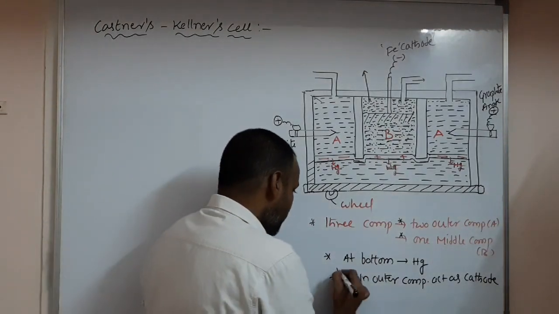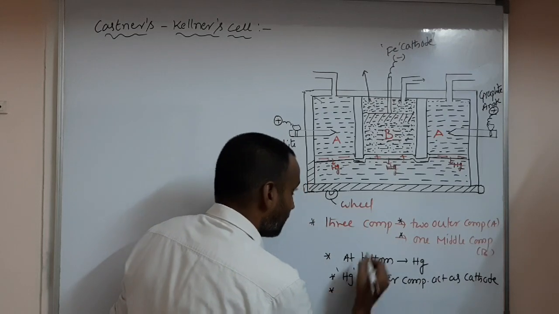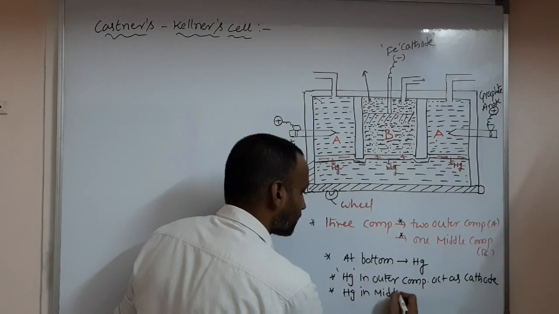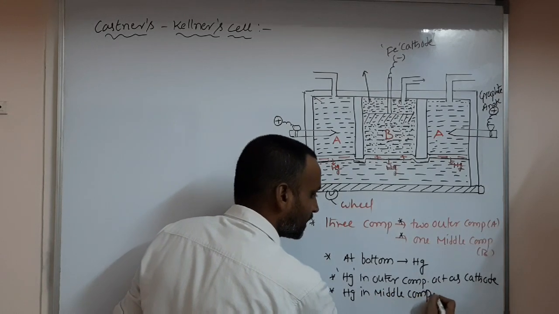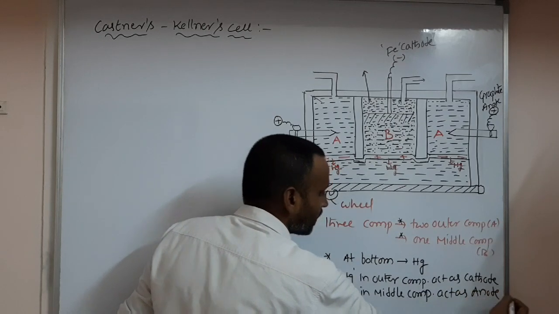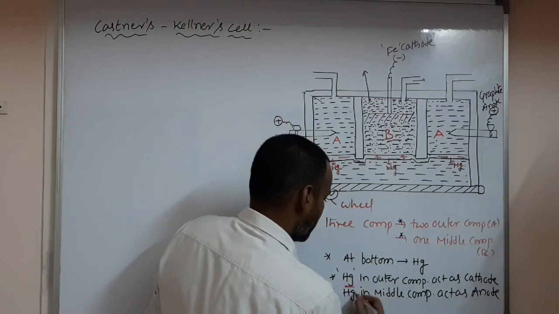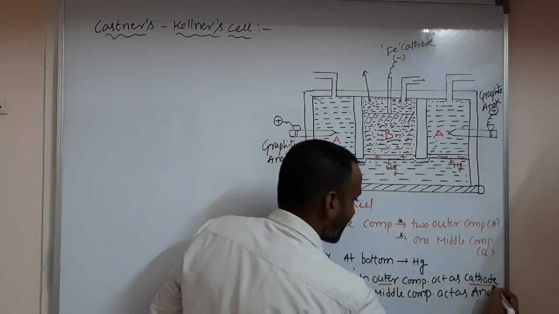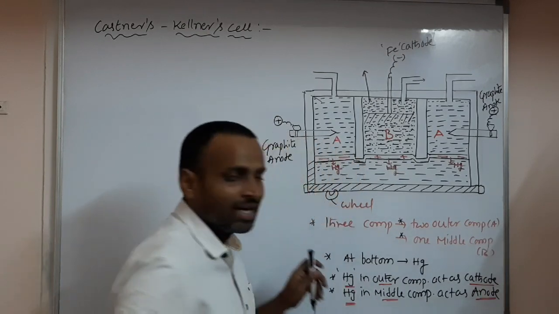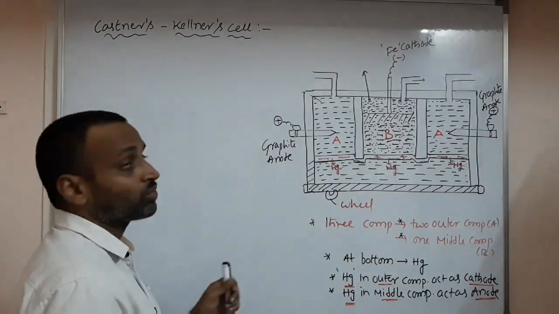Mercury in the outer compartment acts as cathode, and mercury in the middle compartment acts as anode. So here it is very clear. Mercury in the outer compartment acts as cathode. Mercury in the middle compartment acts as anode. This is a very important thing. You have to remember.